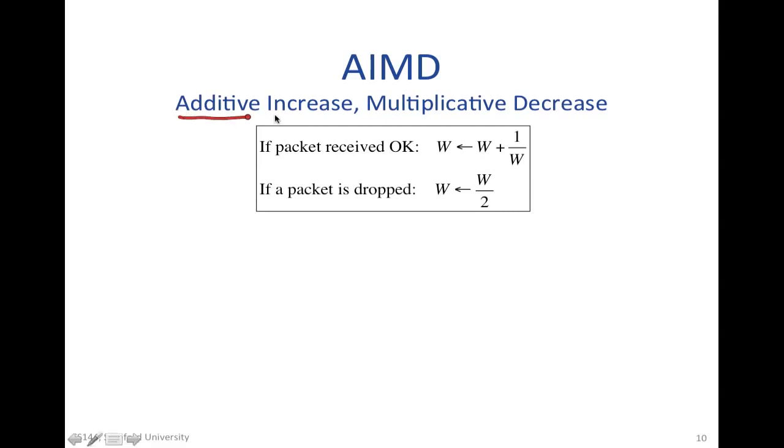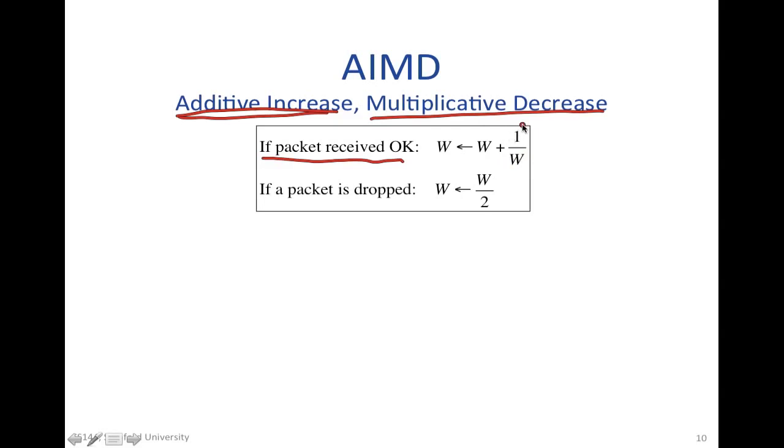AIMD stands for Additive Increase and Multiplicative Decrease. Let's start with the additive increase. The way that the window size, or rather cwnd, is going to evolve is as follows. Every time a packet is received correctly by the sender, it's going to increase the window size, in fact cwnd, by 1 over W.